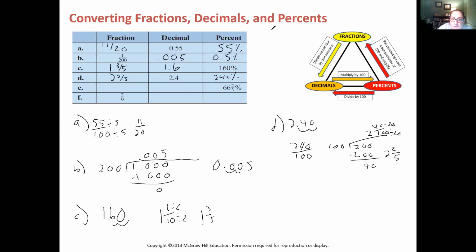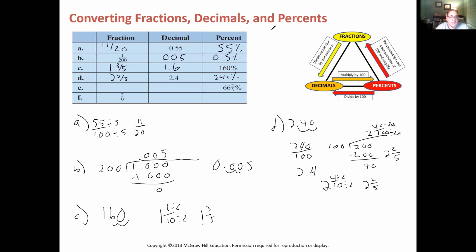So what I did was I took the percent, put it over 100 and divided. You could have also looked at the decimal, which was 2.4, and saw that that was a whole number of 2 and 4/10, which reduces by 2. And you would have gotten 2 and 2/5.